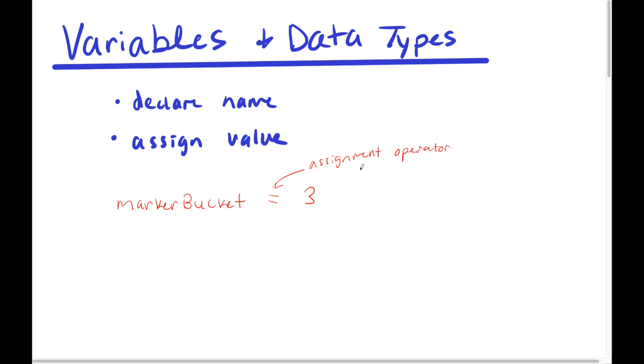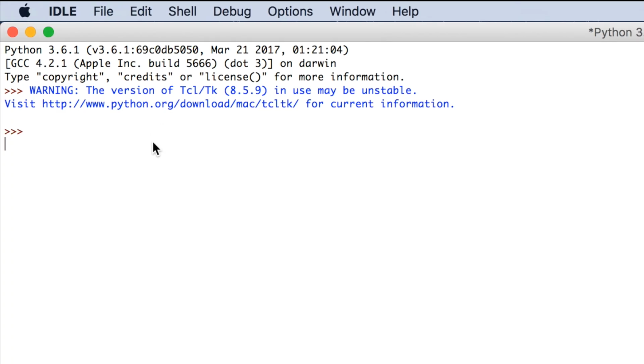And what that basically means is that whatever value is on the right side, it's going to assign it to the left. So over here, I have IDLE open just to do a quick demonstration of what it would look like in actual code. So first, of course, I declare my variable with the name, marker bucket, using that camel case naming convention. I assign it a value of 3, and that's pretty much it. We've created a variable named marker bucket, and it's holding an integer value, meaning whole numbers, positive or negative. That's one of the data types we're going to talk about.